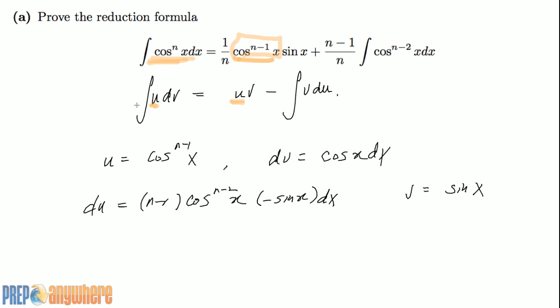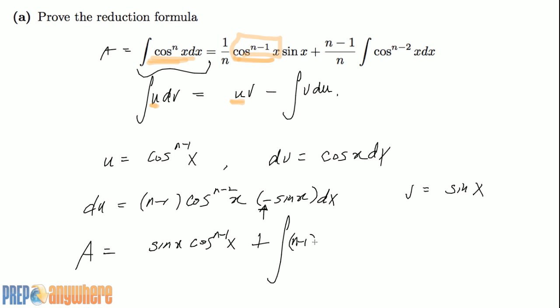So by integration by parts, let me just let the original integral be A. We get the following: sine x cosine^(n-1) x, minus, because of the minus right here, I'm going to get plus n minus 1 integral of cosine^(n-2) x sine squared x.